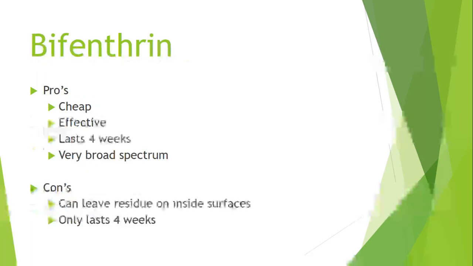First off, with bifenthrin, some of the pros for this pesticide is it's super cheap, is very effective, can last about 4 weeks, and it's very broad spectrum, so it kills a lot of bugs, which is great. Some of the cons is it can leave a residue on the inside surfaces, so I don't like spraying it inside because I have seen residues with it. And I guess part of one of the pros and cons is it only lasts about 4 weeks.